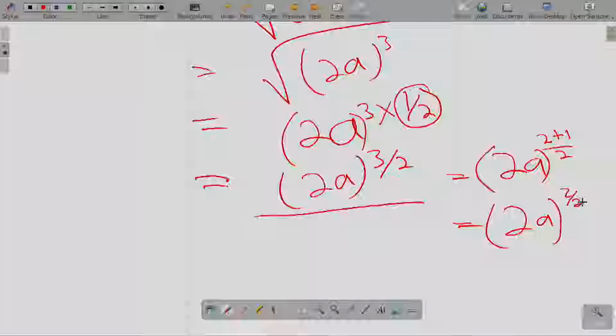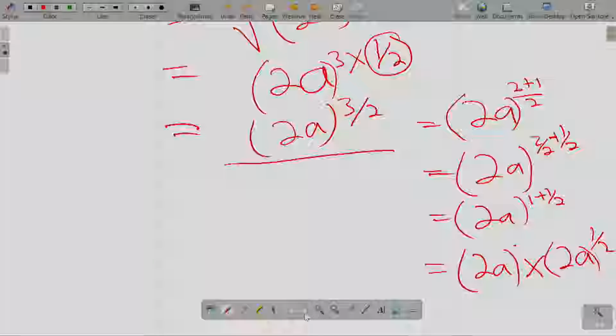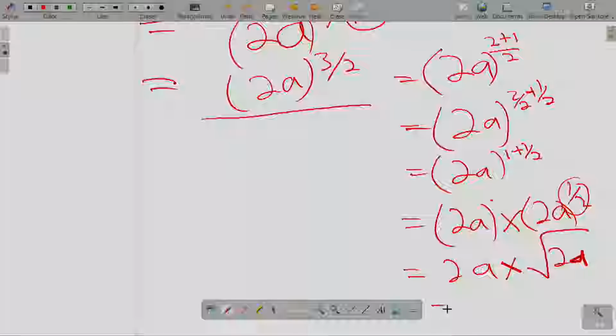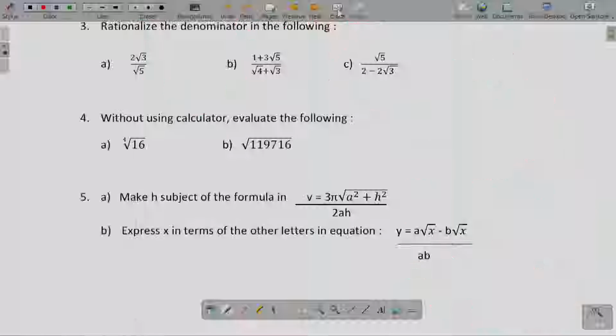So if we simplify, we get 2 over 2 plus 1 over 2, which is equal to (2a) to the power 1 plus 1 over 2. So we can write this as (2a) to the power 1 times (2a) to the power 1 over 2, which is equal to 2a times the square root of 2a. The answer comes to 2a square root of 2a. Let's now move to question 1b.